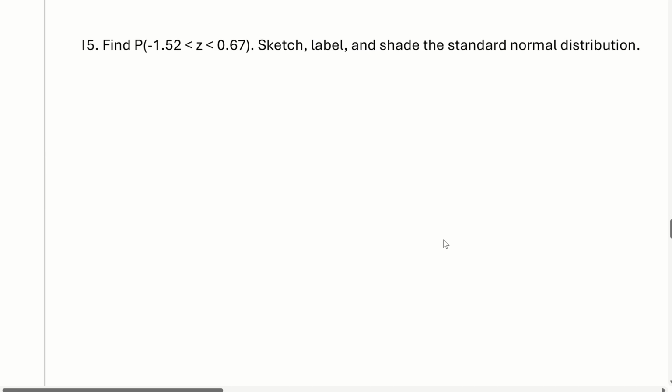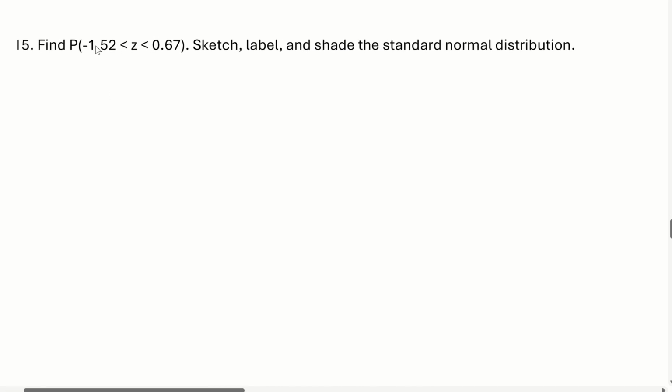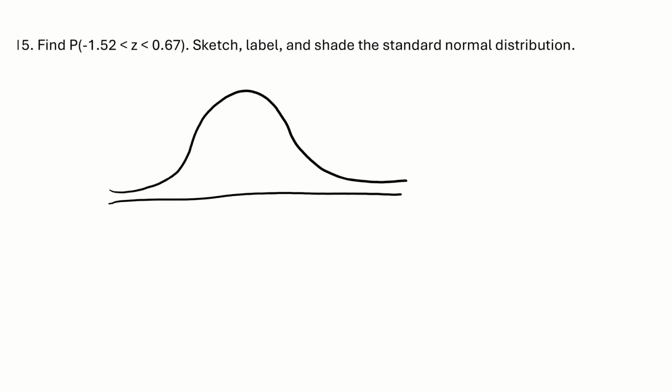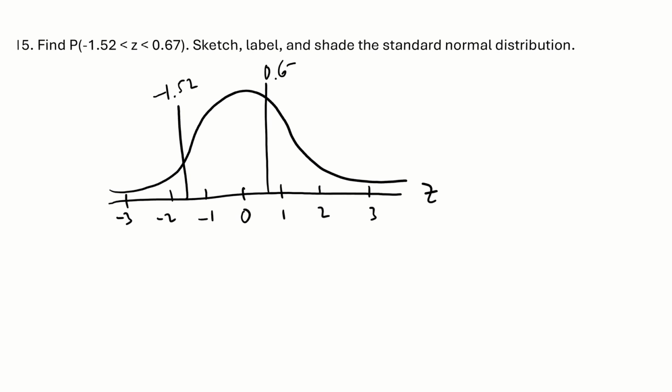All right, and then the last question, number 15. Find the probability, or the percentage or proportion, that z is between negative 1.52 and 0.67. Sketch, label, and shade the standard normal distribution. So again, that's part of the question. So we're going to draw the standard normal distribution. That's z. So 0, 1, 2, 3, negative 1, negative 2, negative 3. And we're going to sketch, label, and shade. So negative 1.52 is here, and 0.67 is here. So we just want to shade this area right here between those two.